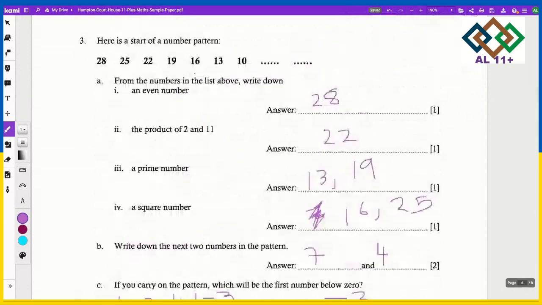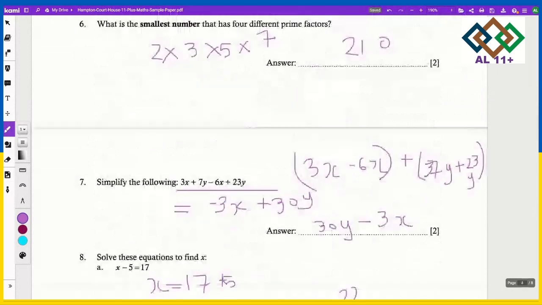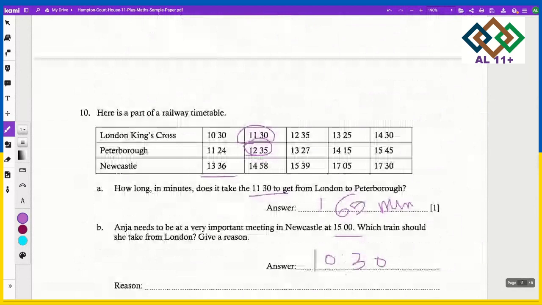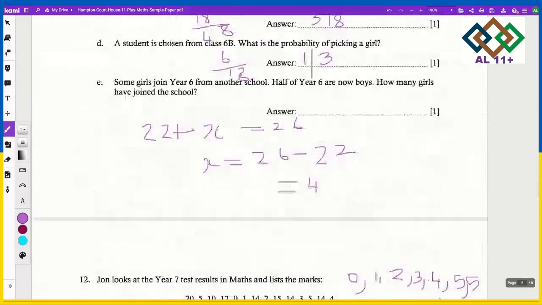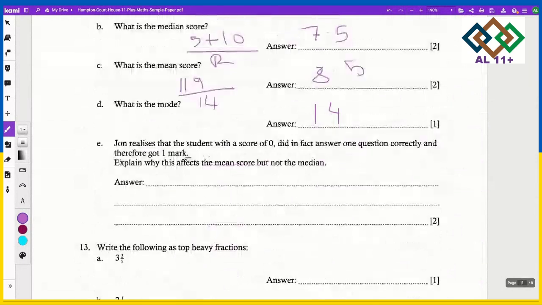Now they're asking you, John realizes that the students with a score of 0 did in fact answer one question, therefore got 1 mark. Explain why this affects the mean score but not the median. You can say that the mean changes because the sum of the numbers changes. The median is the same because the order of the numbers is not changed.